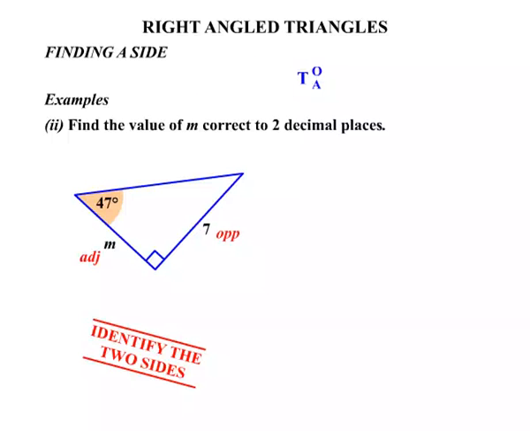The angle is 47, so we write tan of 47 degrees. And it equals the opposite over the adjacent. So in this case, 7 over m. Now just rewrite that again. Now there's m, this time it's on the bottom.